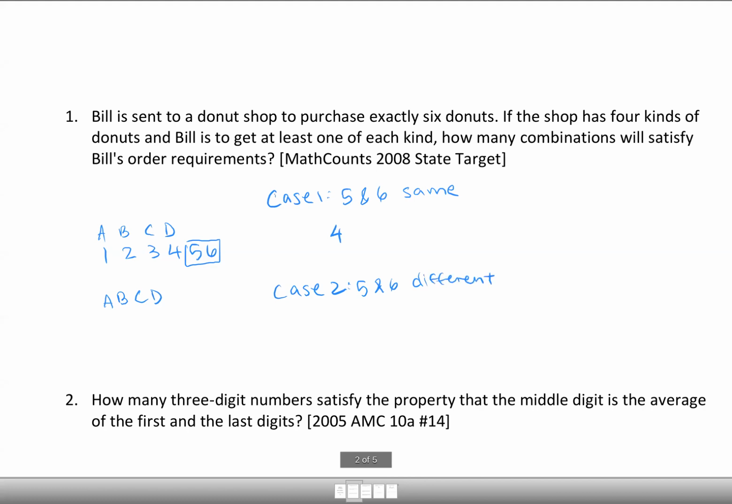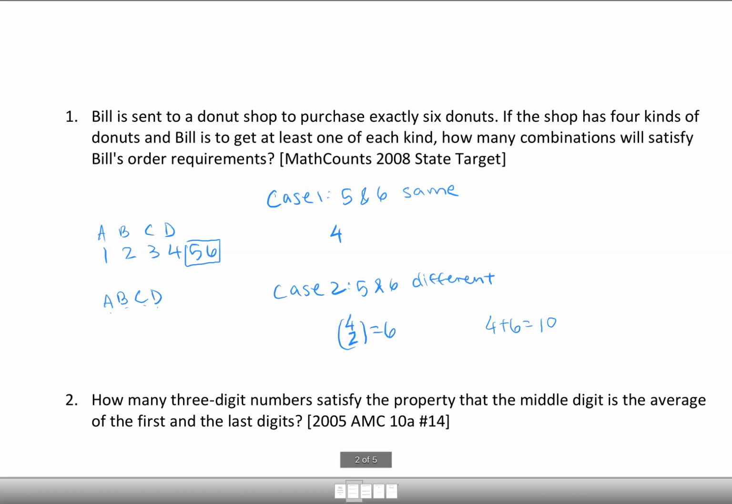When 5 and 6 are different, since we have 4 types of donuts, we have to choose 2 out of the 4 types of donuts. That would just be 4 choose 2, which is 6. And then when we sum it up, it is 4 plus 6, which is 10.